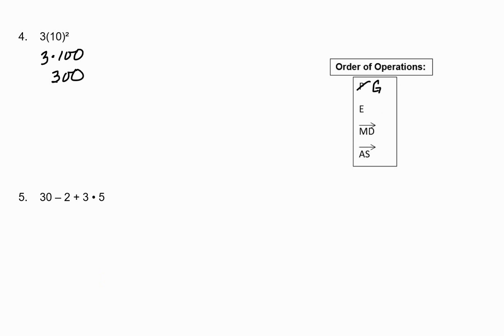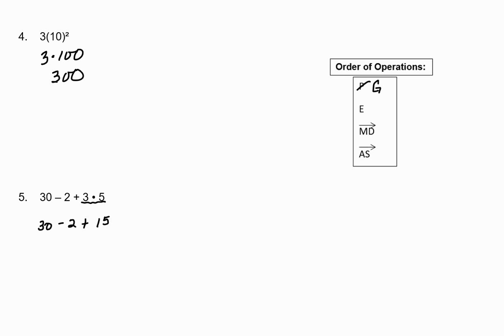Okay, problem number 5. Again, I'm going to be looking at my order of operations. I'm trying to find any grouping symbols first. There are none. There are no exponents. So the next thing I need to look for is multiplication or division. So I have 3 times 5. That's what I'm going to do first. I need to bring down the rest of this problem just like it is, 30 minus 2 plus, and then go ahead and multiply that 3 times 5 and get 15.